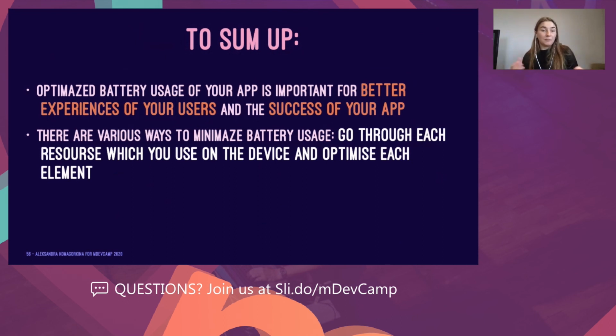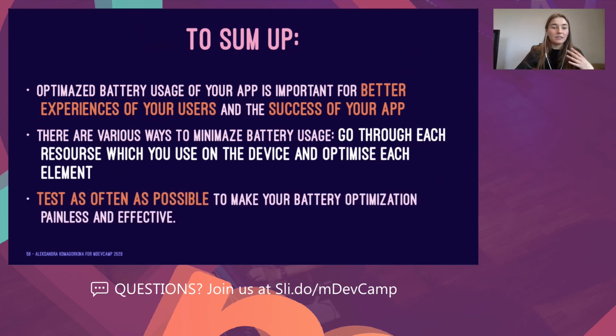There are various ways to minimize battery usage. Go through each resource which you're using, as we did today. Little things, they add up. Sometimes they are not visible. You still see low energy impact, you still see that it's okay, it doesn't glitch, but then you look at the energy debugger or anything easier to use, and you can instantly see the problem, because something which you don't expect to be there, that's a problem. That's usually the case where you should start. And test as often as possible, as I already said. The sooner you start, the better it will be.